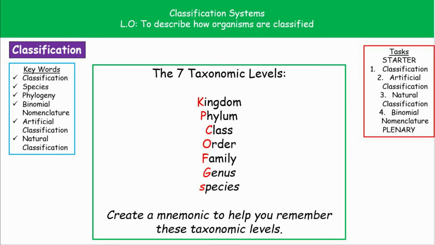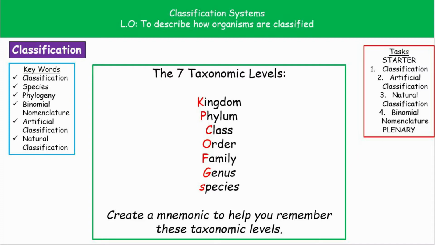What we now need to do is dive a little bit deeper and see how we classify things here on Earth. And what we have in order to do this are 7 taxonomic levels. So this is 7 levels of classification, if you like. And what we have on the screen here are those 7 levels. So kingdom, phylum, class, order, family, genus, species. These are all different ways that we can classify.